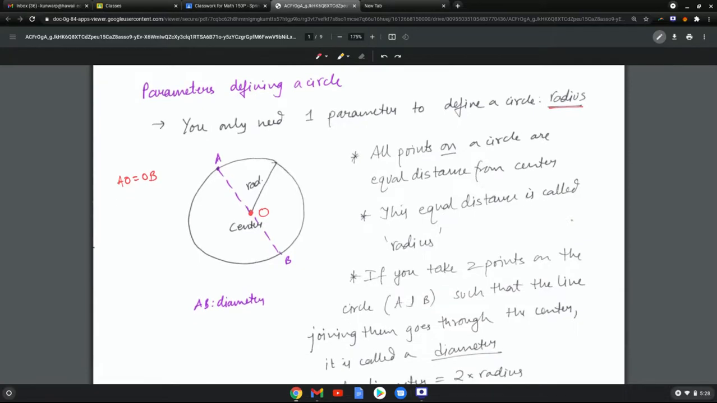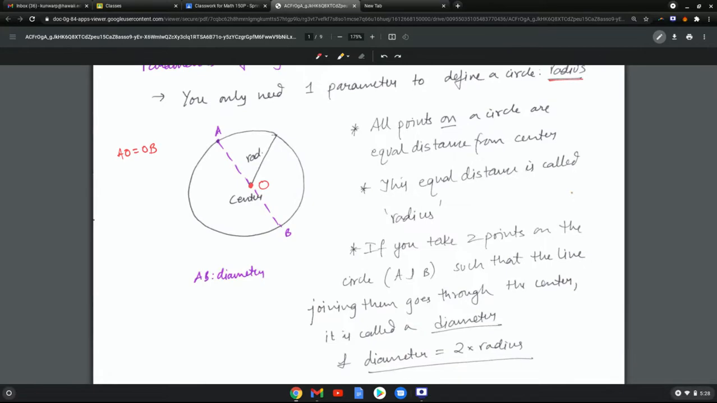Which also means that if you take any 2 points on the circle, such that the line joining them goes through the center, that line is called the diameter, and you have this relation, which is that the diameter is 2 times the radius.